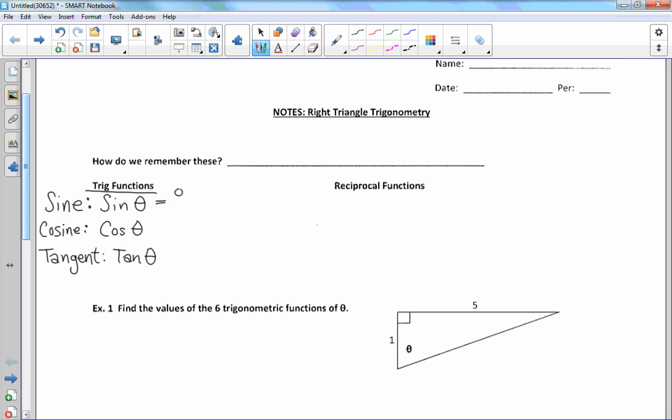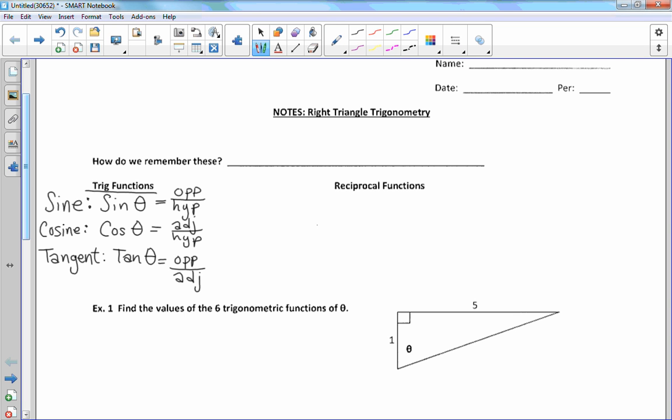Sine is the ratio opposite over hypotenuse. So we just practiced labeling opposite and hypotenuse because it's important to know which is which. Cosine is the ratio of adjacent over hypotenuse. Tangent is the ratio of opposite over adjacent. So sine is opposite over hypotenuse. Cosine is adjacent over hypotenuse. Tangent is opposite over adjacent.